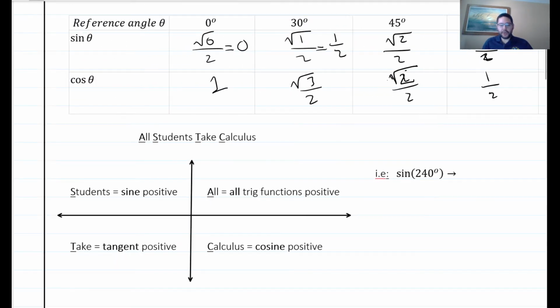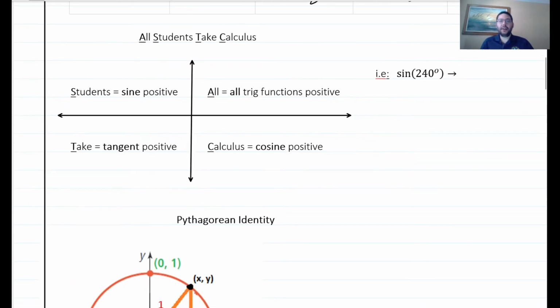Another quick shortcut is all students take calculus. So this is a really good way to remember what the signs are for sine, cosine, and tangent. Okay, so this is saying that in quadrant 1, all the trig functions are positive. So all students, so all the trig functions are positive here. In quadrant 2, students, S stands for sine. So sine is positive in this quadrant. Everything else is negative.